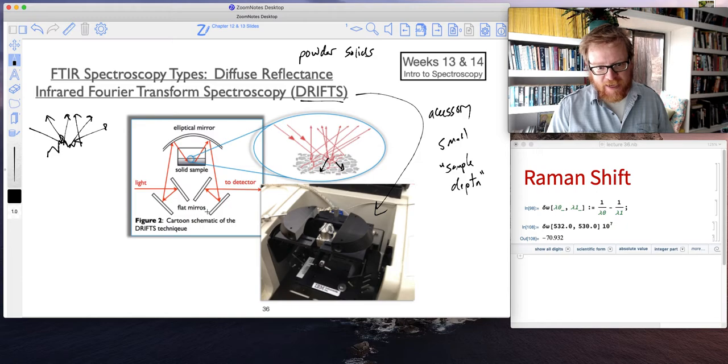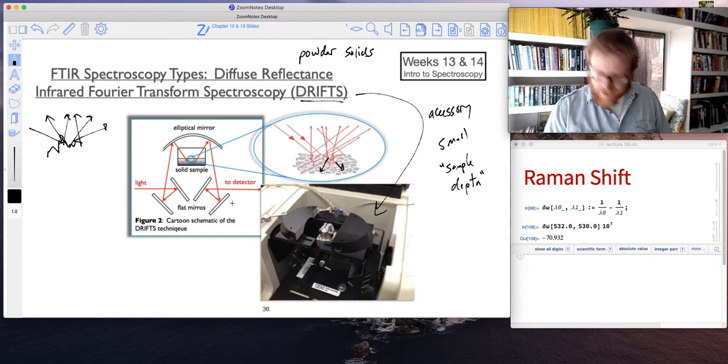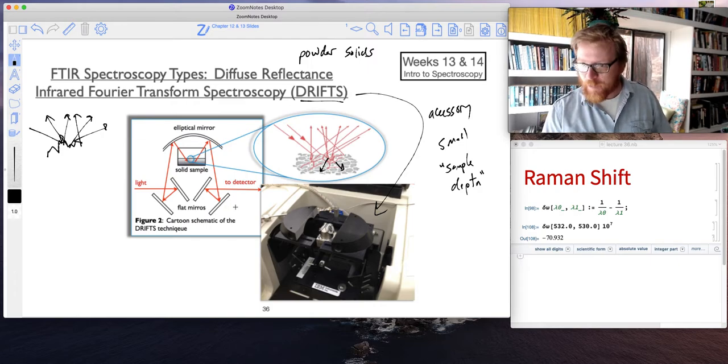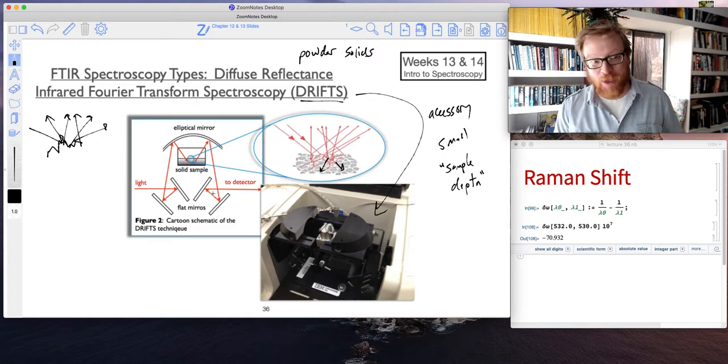So again, you can see it's a very convoluted set of optics. And it is no easy task aligning these optics to get the light to come in, bounce, scatter off the surface, and make it to your detector. This is not a fun job. Luckily, my students did it for me. So that's a good rite of passage to do spectroscopy, to align the optics of something like this.